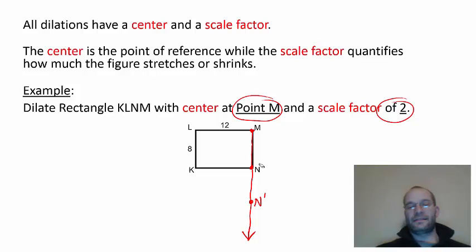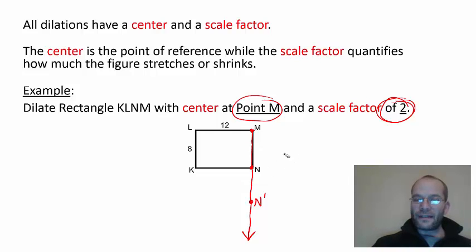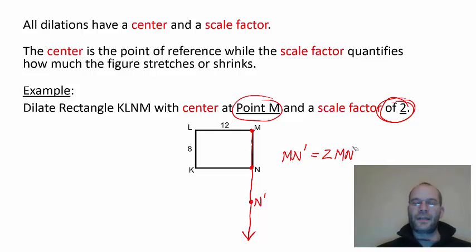as N is. So these two segments are congruent. Now, I'm not suggesting that in every dilation those segments will be congruent. They're only congruent here because I have a scale factor of 2. To show that differently, I can write that M, which is my center, N prime is equal to my scale factor times MN. MN prime is equal to my scale factor times MN.